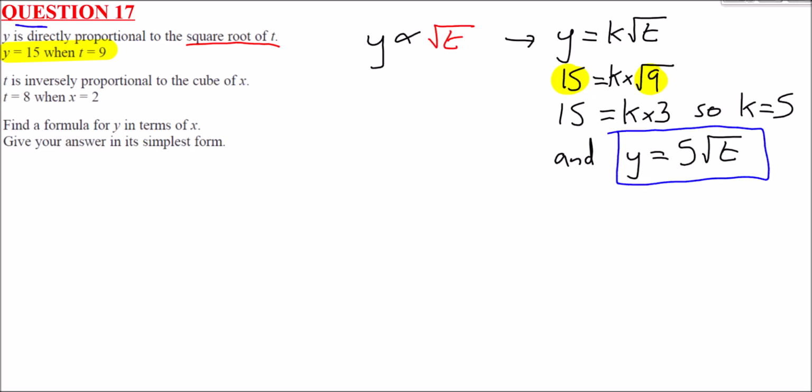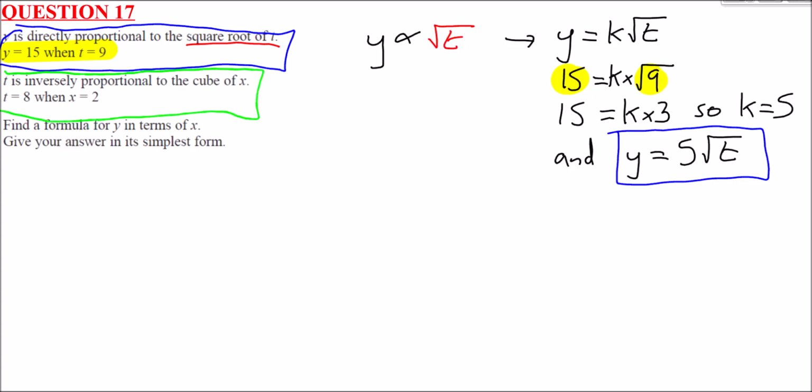So from here, we've got this. There's another one though to focus on. We're next told that t is also inversely proportional to the cube of x, and that t is 8 when x is 2. From this one, t is proportional, but because it's inversely proportional, it means it's 1 over whatever it's inversely proportional to. The cube of x is another way of saying x cubed. So this is just saying that t is proportional to 1 over x cubed, or t is inversely proportional to x cubed.